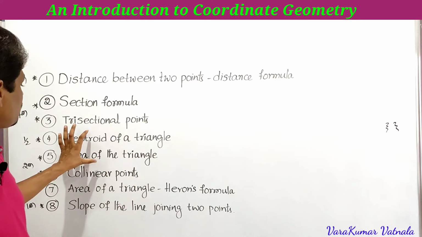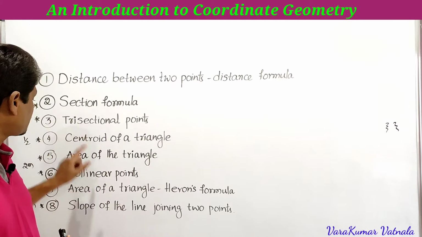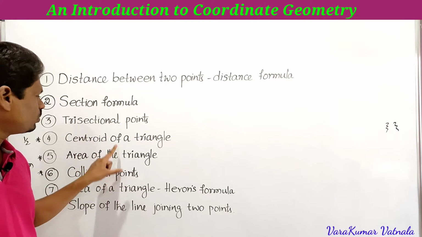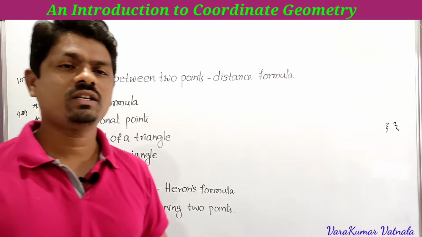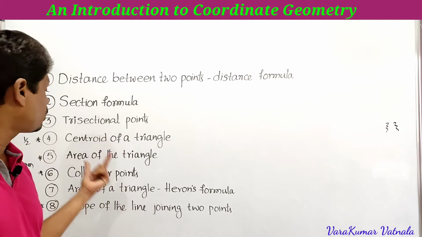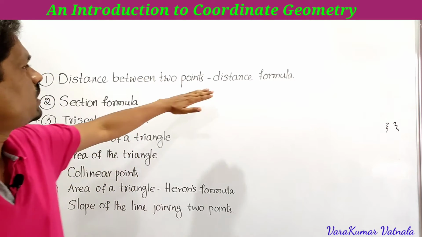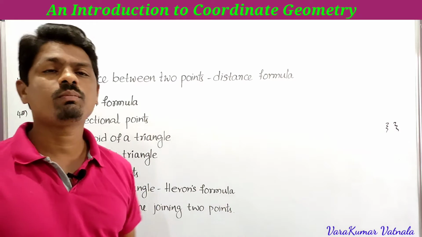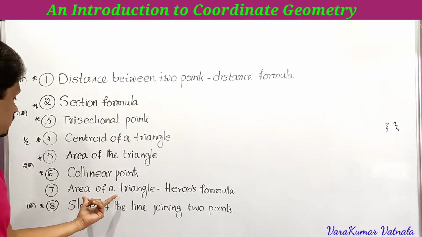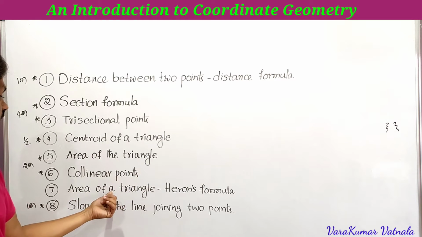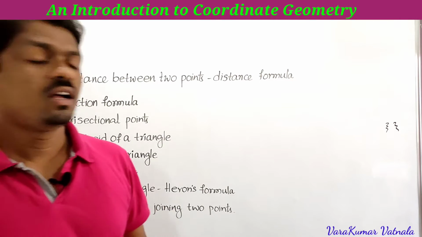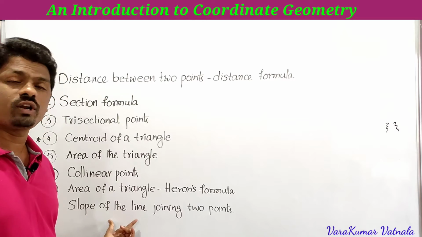So next, centroid of a triangle and area of the triangle and collinear points. These 3 topics we cover in the exercise 3rd. In exercise 7.3, centroid of a triangle, area of the triangle and collinear points. Using the distance formula we can find the collinear points, and using the area of the triangle we can find collinear points. So next, area of a triangle, Heron's formula, it also comes under 3rd exercise. Slope of the line joining 2 points, it is covered in the 7.4 exercise.